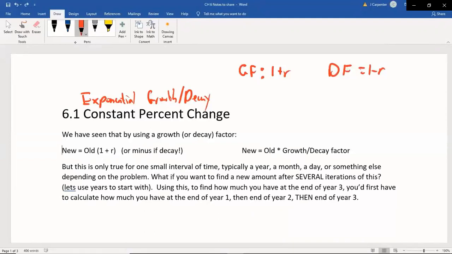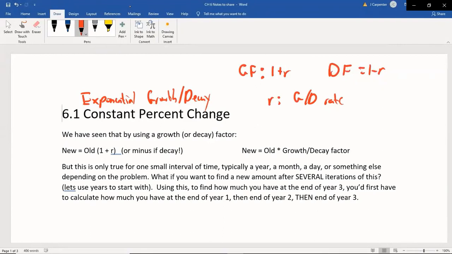So we have seen that by using a growth or decay factor, when something is changing by a percentage over a year, we can find the new year's amount based on the old year's amount times its growth factor, where the r is the growth or decay rate. Again, these are all just reminders. Everything I've said so far is not new. So, say you have a savings account that gains 5% interest annually. If you put $10,000 in the account, you can find the interest by just taking the 10,000 times your 5%, or you can find the new amount by taking 10,000 times 1 plus 0.05, which is the 5% converted to a rate.